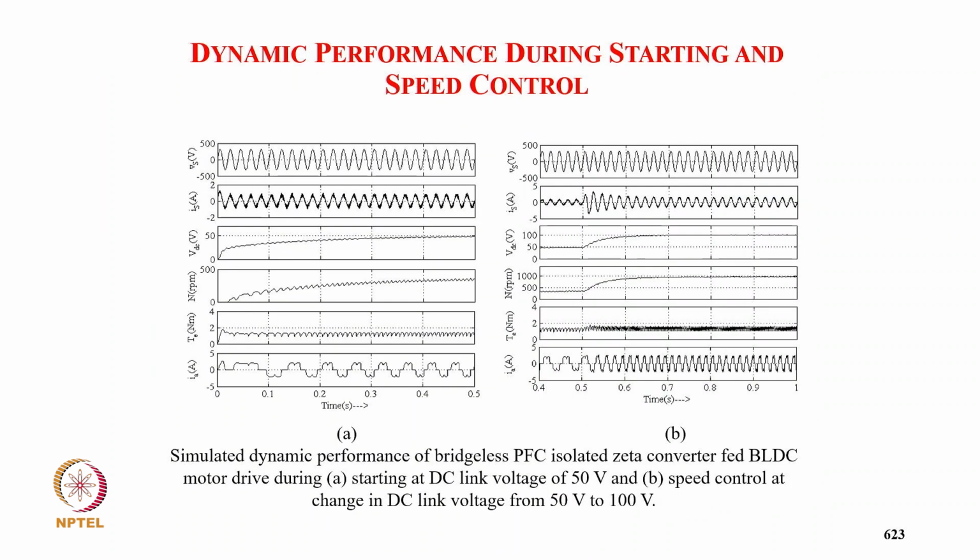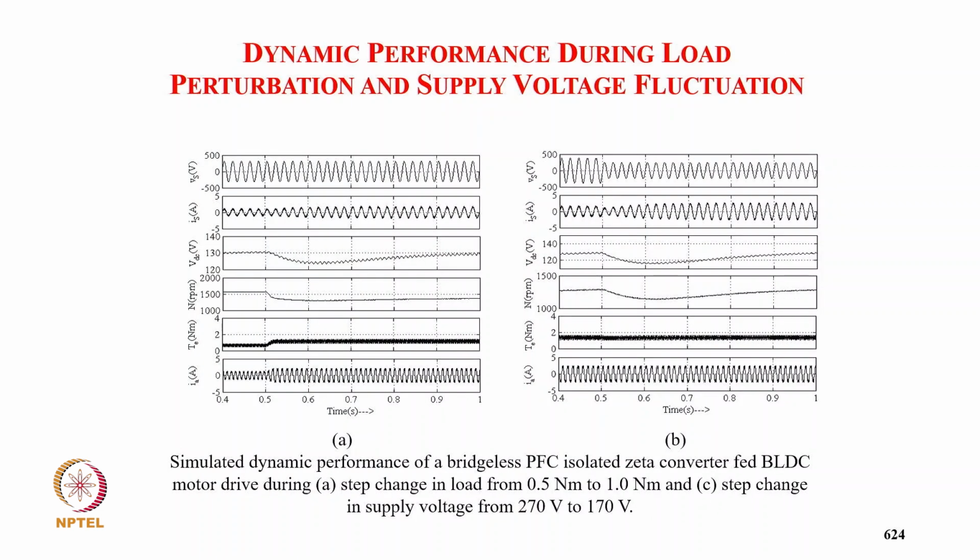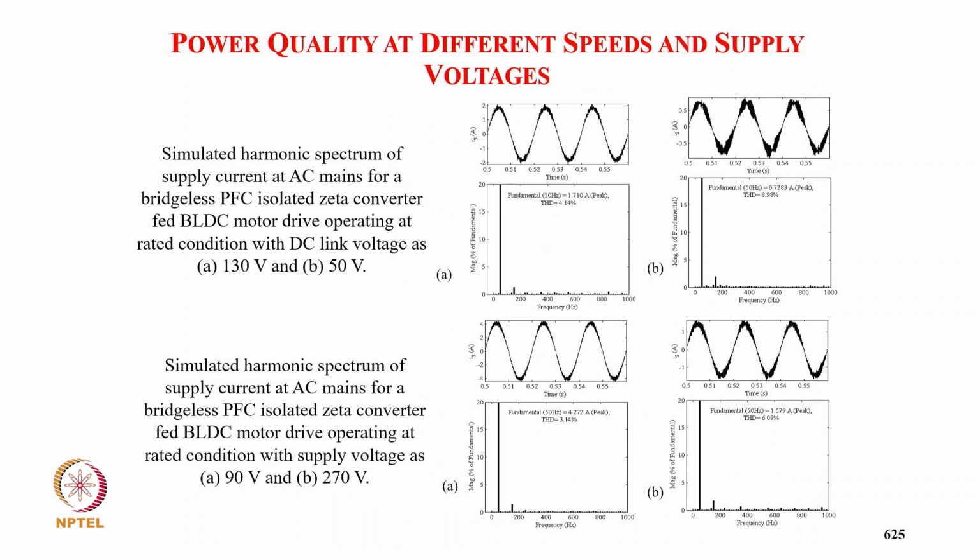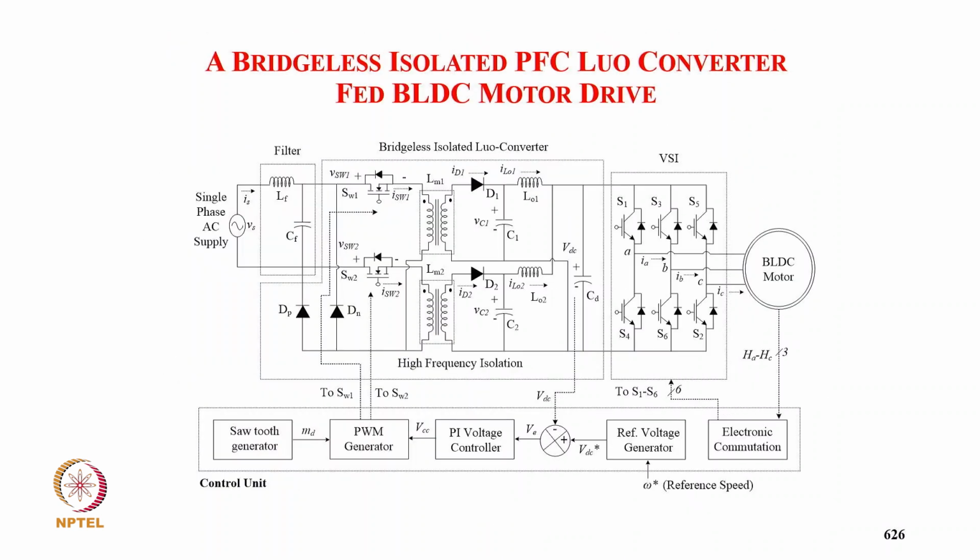Then the starting performance at 50 volt DC link, and the speed control from 50 to 100 volt, and the load change from 0.5 to 1 Newton meter, and the performance at supply voltage change from 270 to 170, and the total harmonic distortion of the supply current did not go more than 9% in any of the cases.